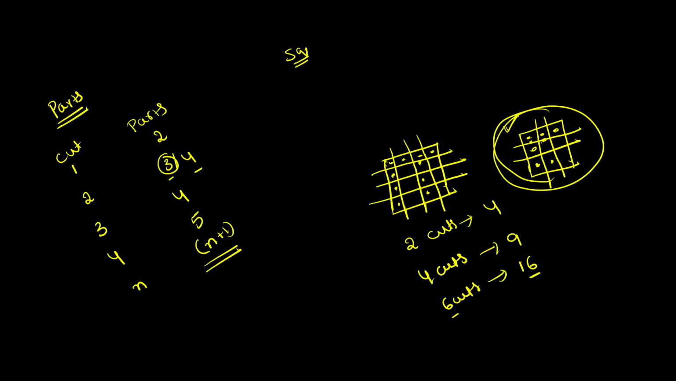Fine. And then, if you make 8 cuts, when 8 cuts are done on a square, you will get 25. I am sure you guys noticed a similarity among these things. All these numbers are perfect squares. 2 square, 3 square, 4 square, 5 square.